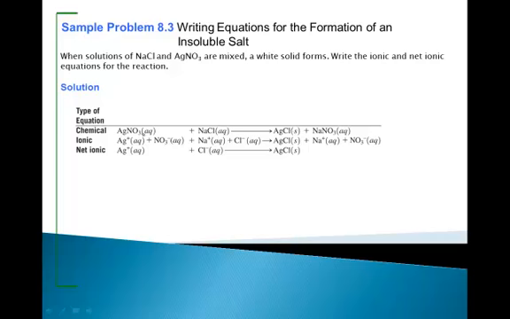Now, any of the things that are aqueous dissolve in water, and they're going to split apart and form ions. So when I'm writing my ionic equation, I'm going to split apart everything that's aqueous into its ions. So I have a silver ion and a nitrate ion.